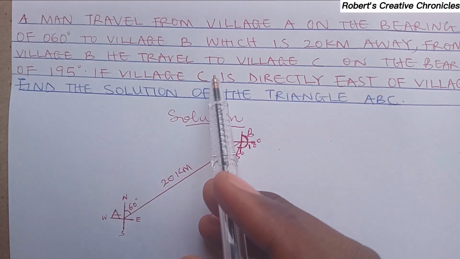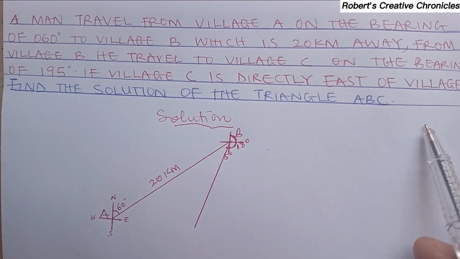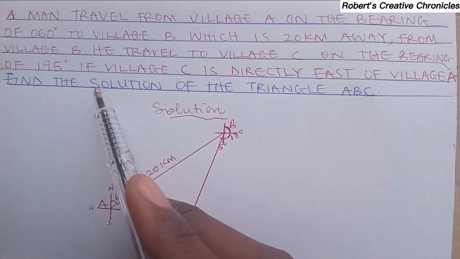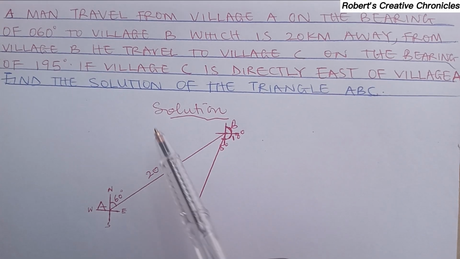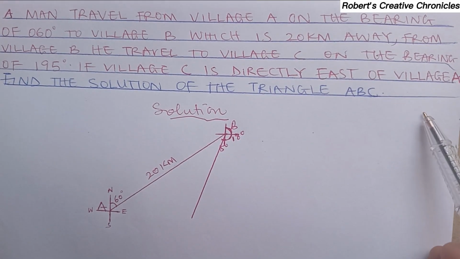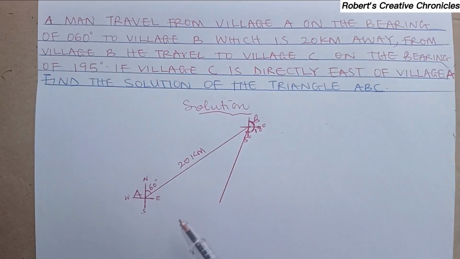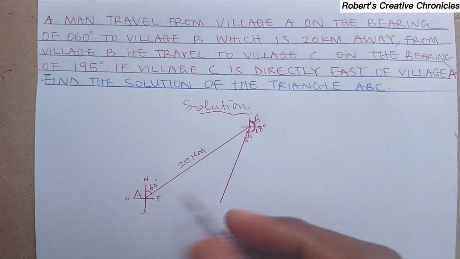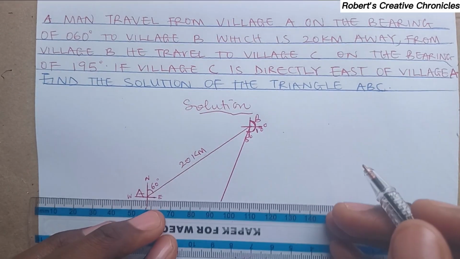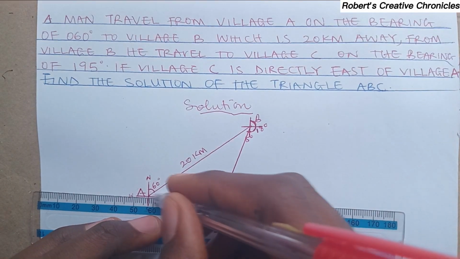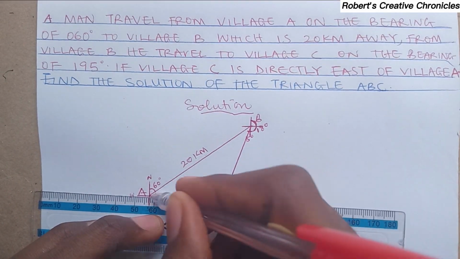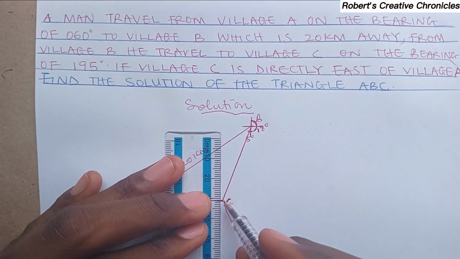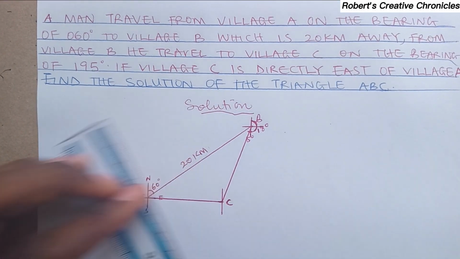And if village C is directly east of village A, that means village C here is directly east of village A. And you see here is the east, so it will be definitely on this straight line. So it will be here on this straight line. So this is C and is directly east of A.